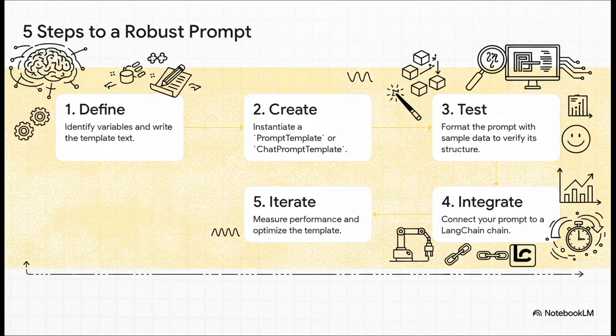First, you define your blueprint. Figure out your variables. Write the text. Second, you create the actual prompt template object. Third, and this is super important, you test it. Test it by itself with some fake data to make sure it looks right. Fourth, you integrate it into a LangChain chain, connecting it to an LLM. And finally, you iterate. You measure how it's doing and tweak it to make it even better.